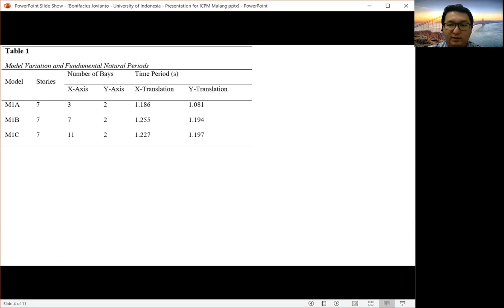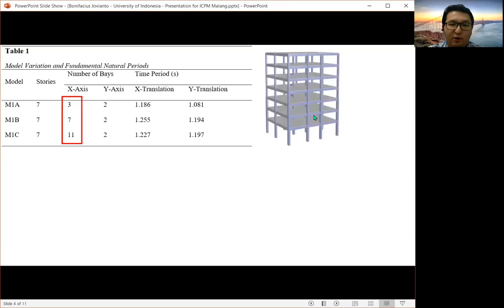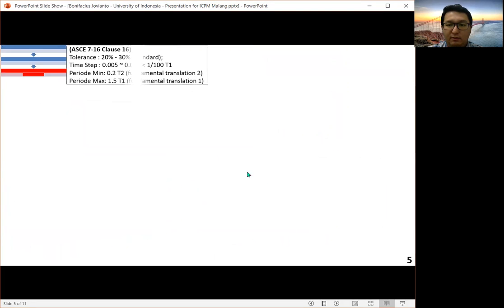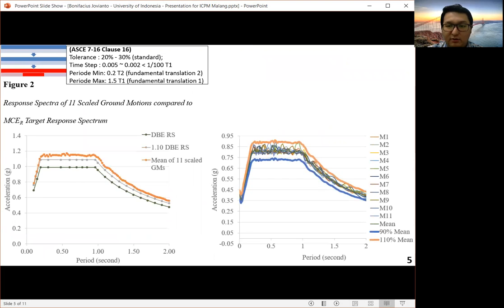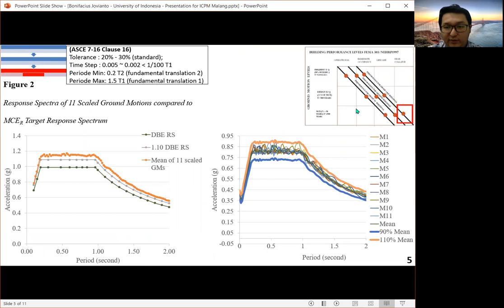Three models are researched with variation on the structure bays in the X direction, named M1A, 1B, and 1C. In this research, the nonlinear dynamic procedure is used with nonlinear time history analysis. Eleven ground motions are scaled to the target MCR response spectrum. The performance target for a risk category 2 building under MCR is the CP performance level.